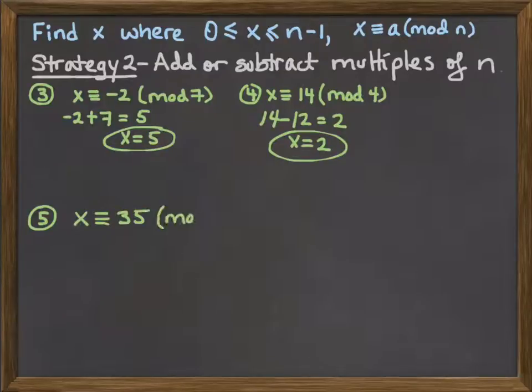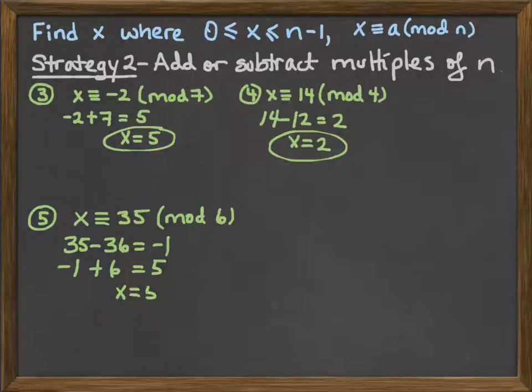As another example, let's say x is congruent to 35 mod 6. So my first reaction to this might be that 35 sounds a lot like 36, and I know 36 is a multiple of 6, so I'll subtract 36. Unfortunately, that gets me a negative 1, which is not in the correct range, being between 0 and 5. But I can remedy that by adding 6 to that value, and I get 5. So x equals 5 is my answer.